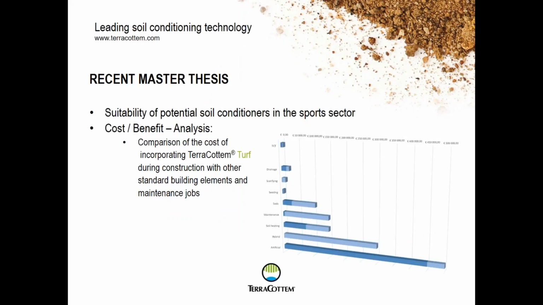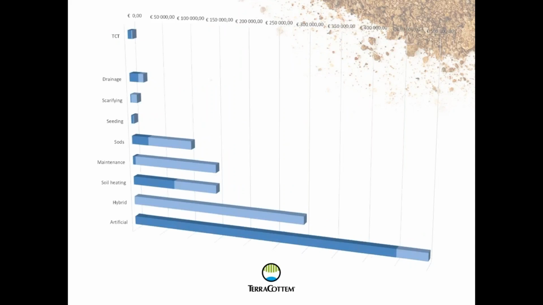Also, other maintenance jobs that are commonly applied when you construct football pitches, for example, price of seeding, price of sodding, average maintenance cost, soil heating. So you can see the price of TerraCottem is actually not an issue. If you are creating a sports turf construction, remember the hybrid systems, this is the price of a hybrid system, the second from the bottom. If you add TerraCottem turf, it does not change the pricing of your overall project that much.